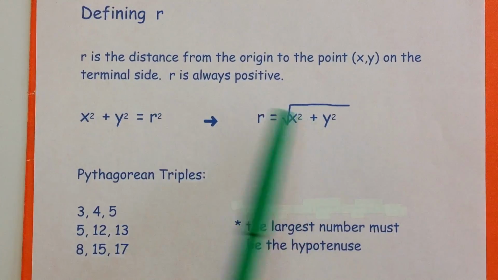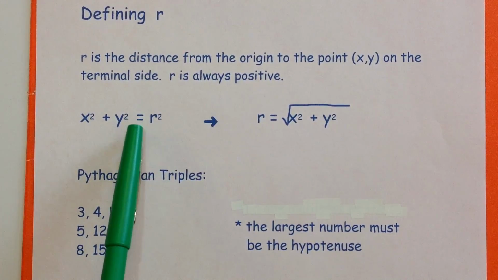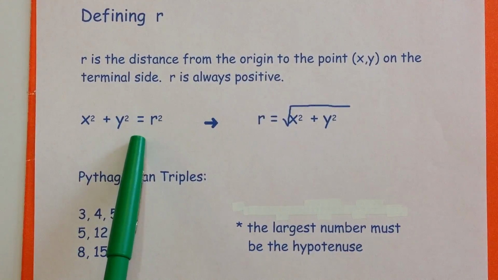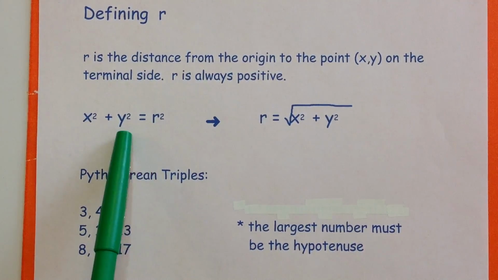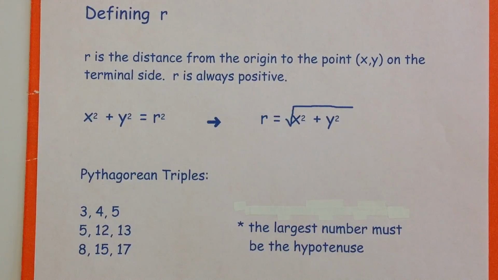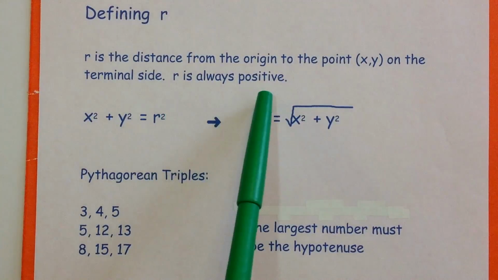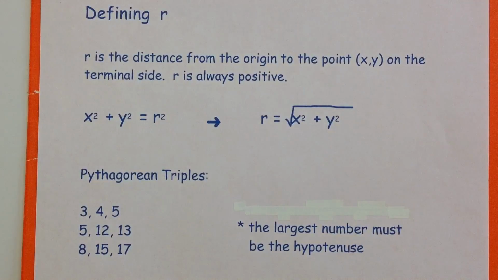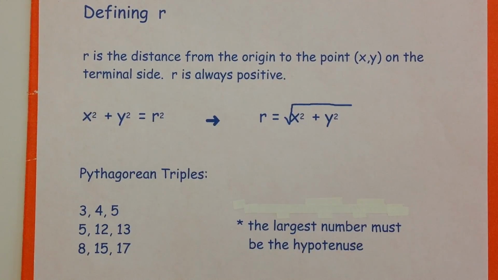Now, this just comes from this. If you were to get r on one side by itself, you would have to take the square root of both sides. Therefore, you would have this. Now, when you're accustomed to taking the square root of both sides, you're used to the plus minus. But here, if you notice, it says r is always positive. That's very important that you remember that. R is always positive.